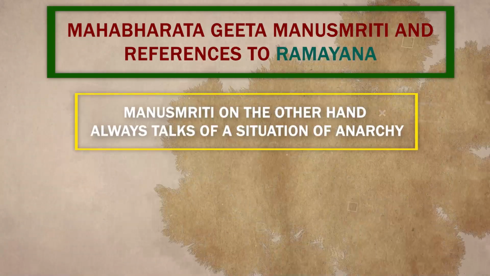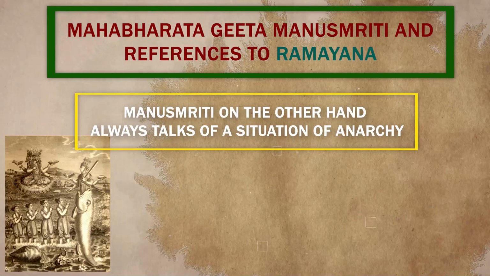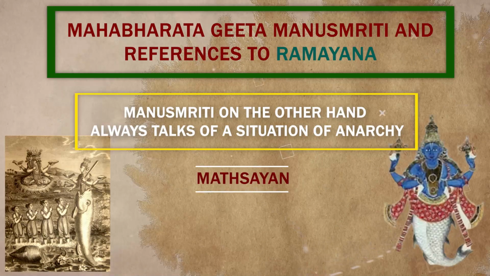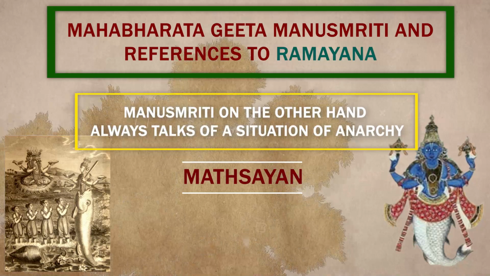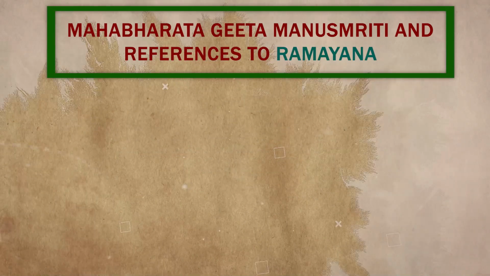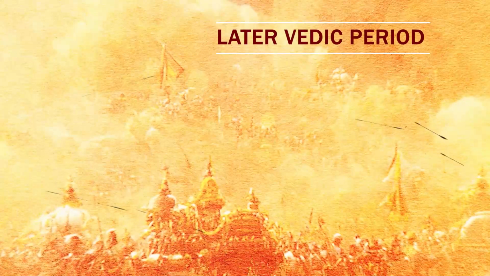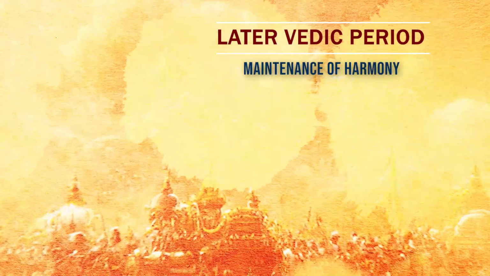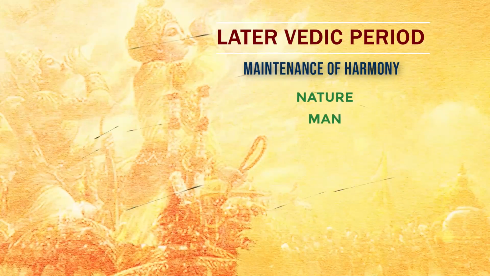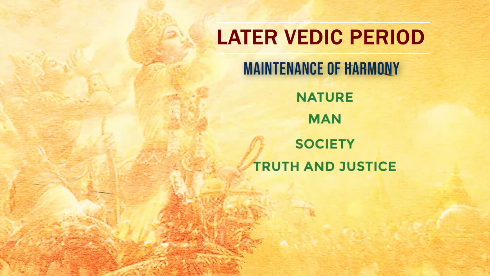Manusmriti, on the other hand, always talks of a situation of anarchy, guards against anarchy, and that's why talks of Matsyanyaya, or the prevention of anarchy, how it can be prevented. Dharma, therefore, in the later Vedic period, the period which we are discussing, now comes down to maintenance of harmony of nature, man, society, truth and justice. The concept of harmony becomes very important in the Oriental system, which we will find recurring as we go to China, Japan and other Eastern countries.